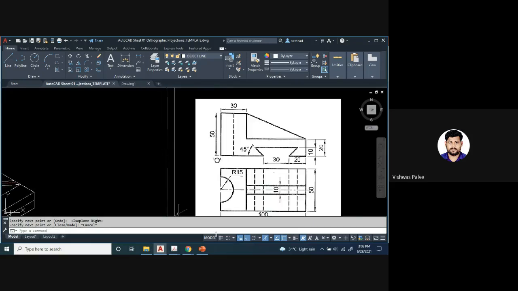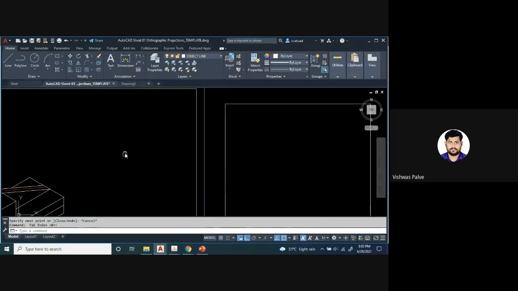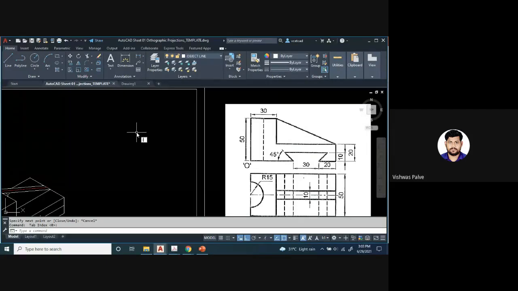For that I will again move to my normal rectangular mode. Now I am switching myself to rectangular mode. I will redraw this part, 30 millimeter, F8. From this point, I want to draw an inclined line, length 20, angle 45. Same thing on the other side.